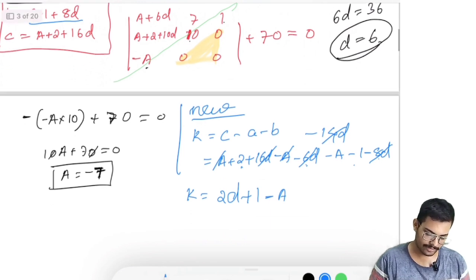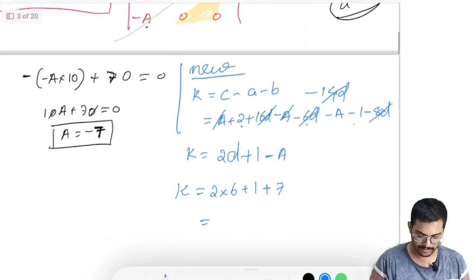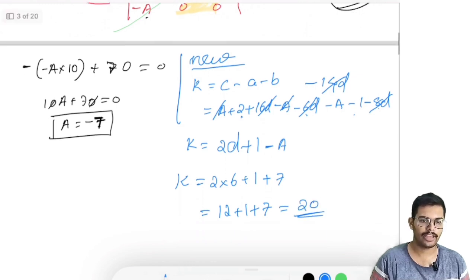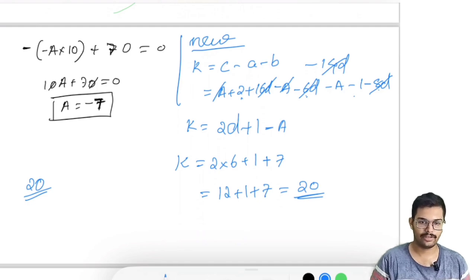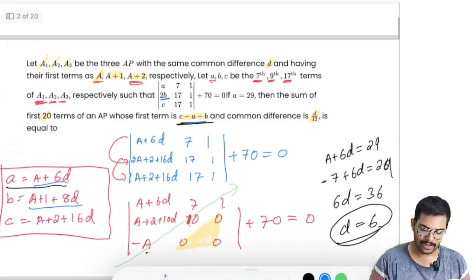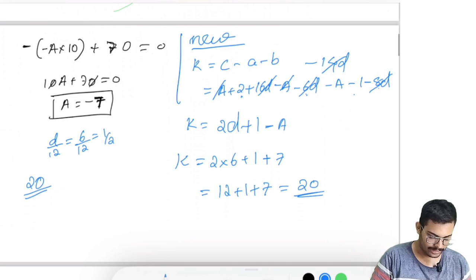Now what is the first term of the new AP formed? D value is 6, so 2 into 6 plus 1 into minus of minus 7, which is plus 7, equal to 12 plus 1 plus 7, which is equal to 20, which means the first term of the new AP is 20. And what is the common difference of the new AP? The required AP has a common difference of D by 12, which is 6 by 12, equal to half. The new AP's common difference is half. This is the common difference of the new AP. This is the first term of the new AP.